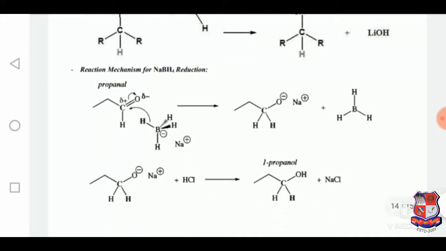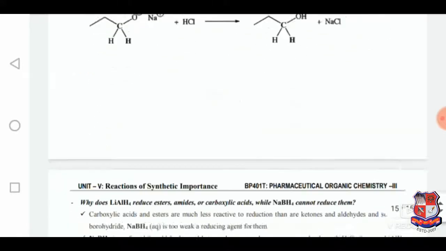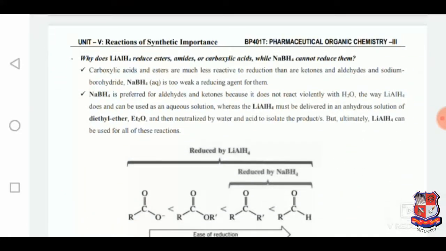Reaction mechanism for NaBH4 reduction. Why does lithium aluminum hydride reduce esters, amides, and carboxylic acids, while sodium borohydride cannot reduce them? This question can be asked in the common format in the GTU examination. Answer for that: carboxylic acids and esters are much less reactive to reduction than are ketones and aldehydes, and sodium borohydride is too weak a reducing agent for them.